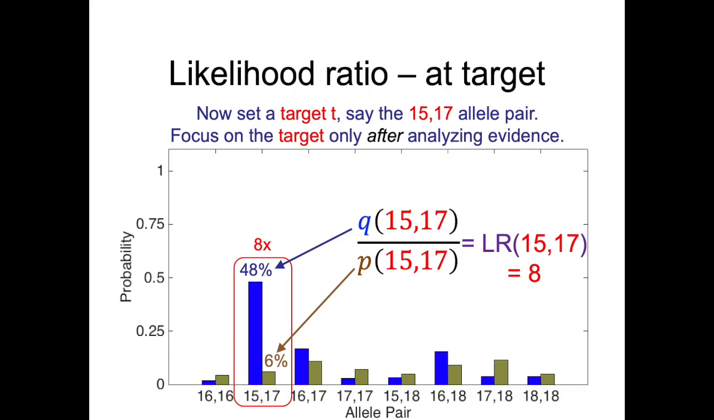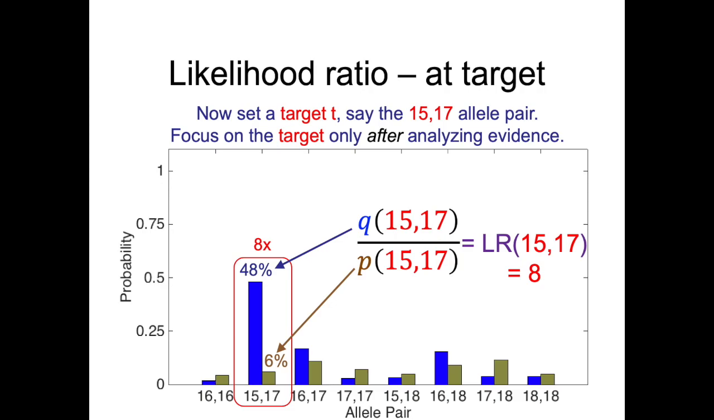So the likelihood ratio using this approach focuses attention at the very end just on the target, but it could have calculated a likelihood ratio for any of the allele pair values that we see here, or even ones that we don't see here. You just plug them into the formula, and out pops the likelihood ratio at this locus, the 15-17 allele pair.